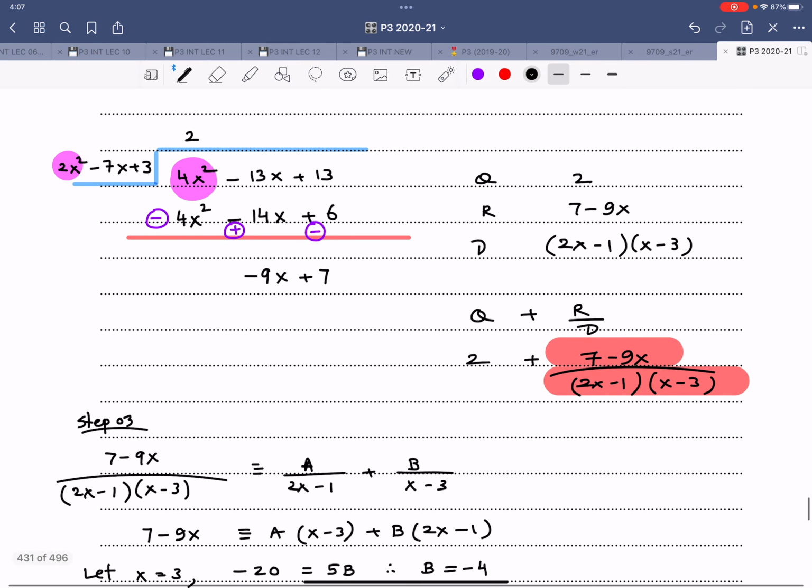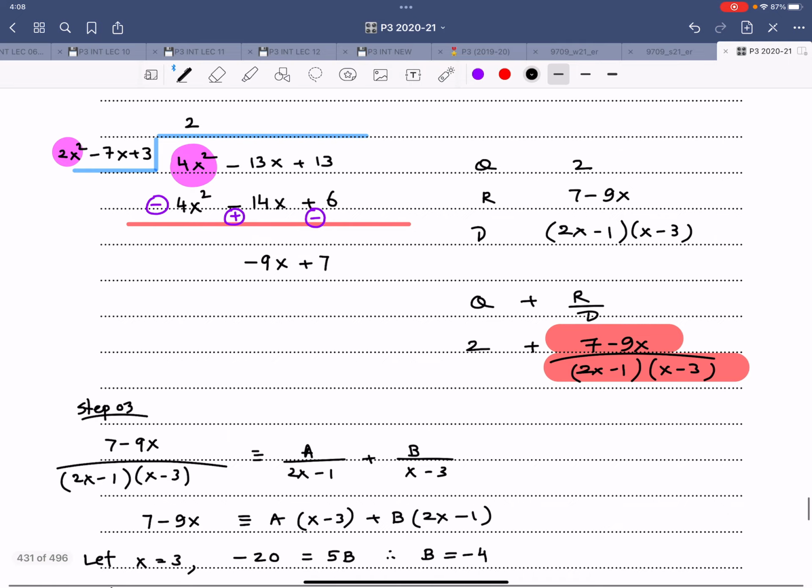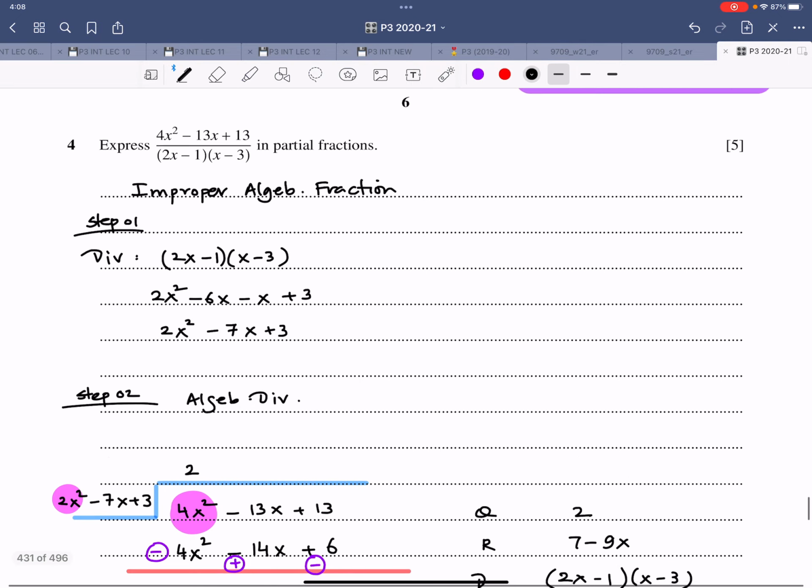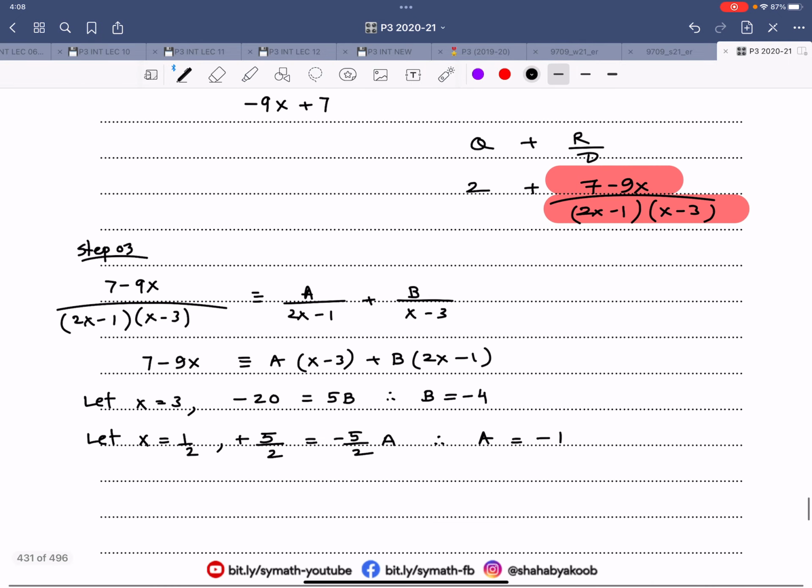First of all, let me check for this thing. That is the denominator, which is 2 plus something. So now this is 2x minus 1 and x minus 3. A is multiplied with x minus 3. B is multiplied with 2x minus 1. When we choose 3, so 9 into 3, 27. 7 minus 27 is minus 20. That is perfect. 2 3s are 6, 6 minus 1 is 5. So therefore, b comes out to be negative 4.